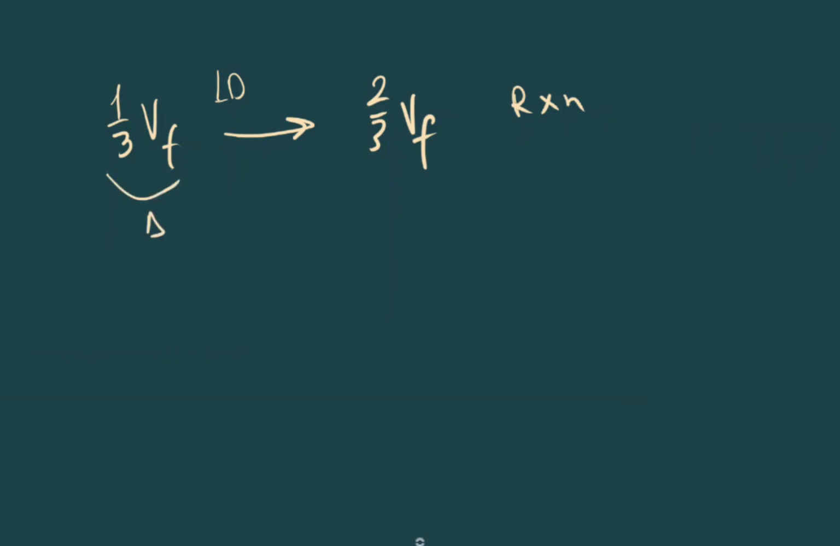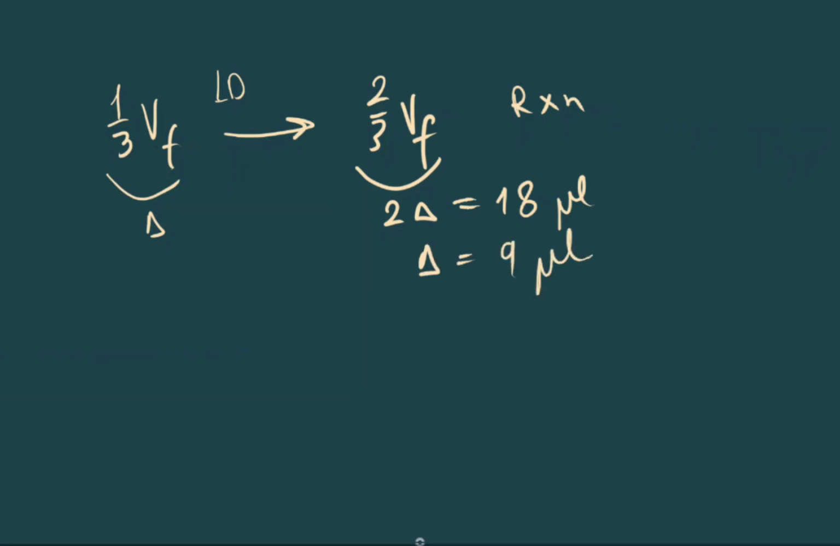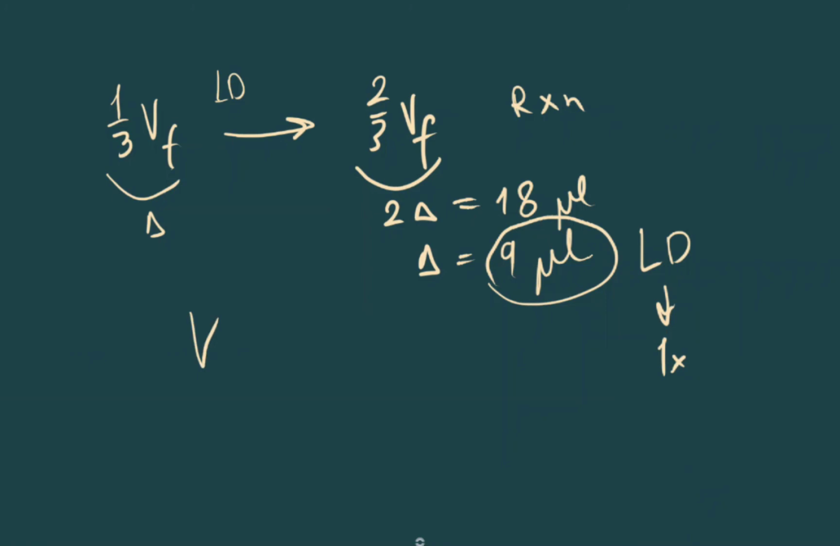So this is delta, and this is 2 delta. And in this case, 2 delta will be equal to 18 microliters. Delta is 9 microliters. So we need to add 9 microliters of loading dye to dilute it to 1x. And this is for your final volume. So we have 3 times 9 microliters, and it will be 27 microliters.